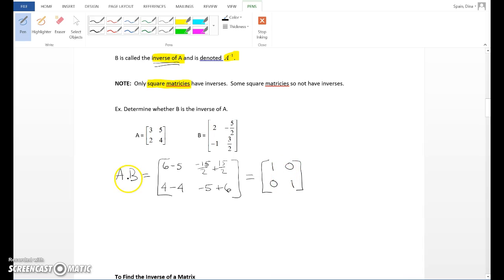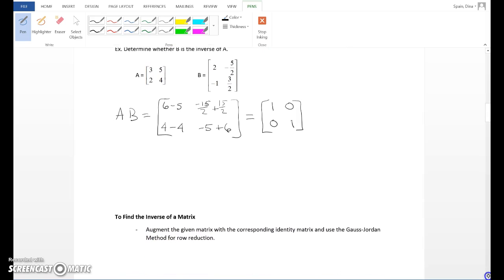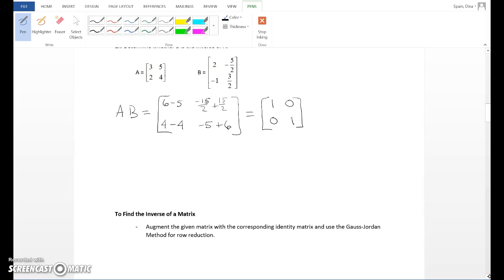So really, it will suffice if you just check it on one side. If you want to do it overkill, you can do B times A. But if you check it on one side and it works, then it will absolutely work on the other side as well. You really just need to check one side. So here the answer would be yes, B is the inverse of A, and A is the inverse of B as well.